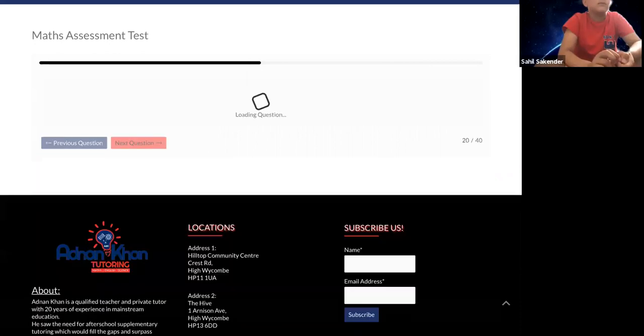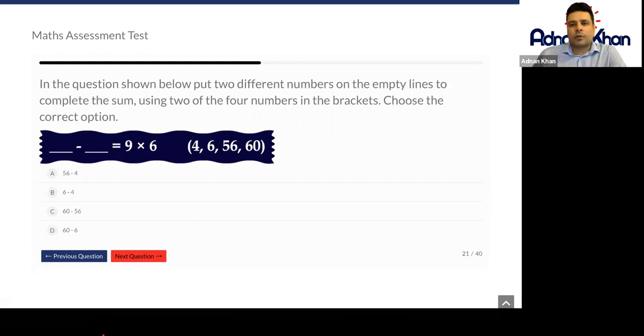Okay. And let's have a look at this next one as well. So in the question shown below, put two different numbers on the empty lines to complete the sum using two of the four numbers in the bracket. So we've already got those four numbers. We just have to pick two and decide which one's going to go where to check if the equation balances on both sides. So I'll give you a helping hand with this one.